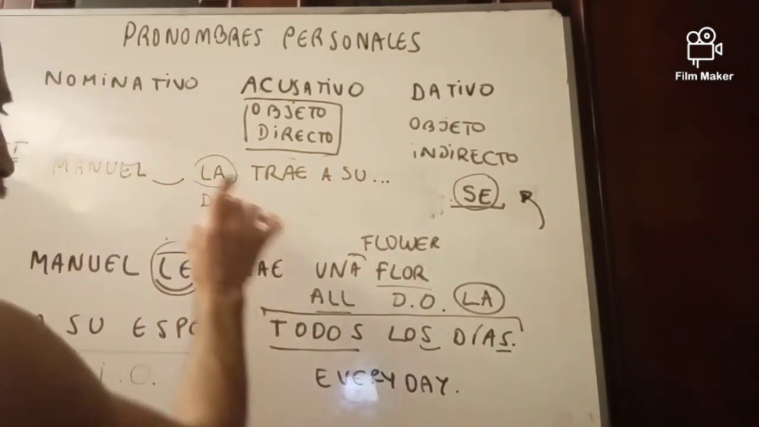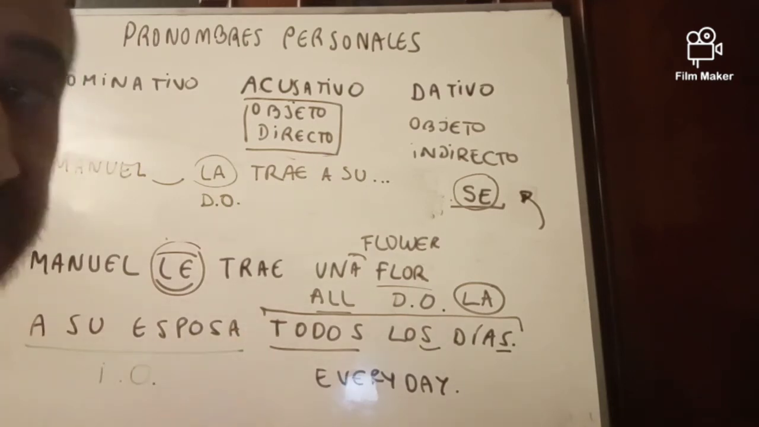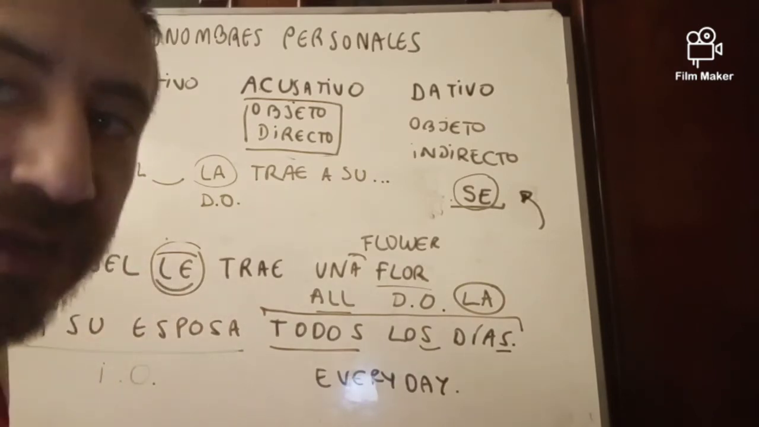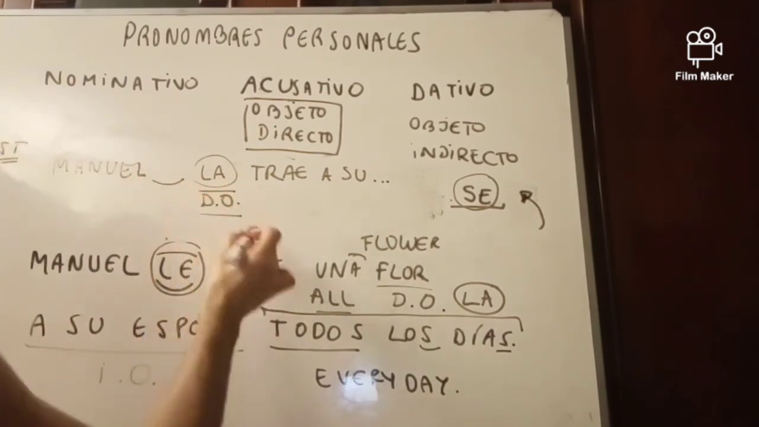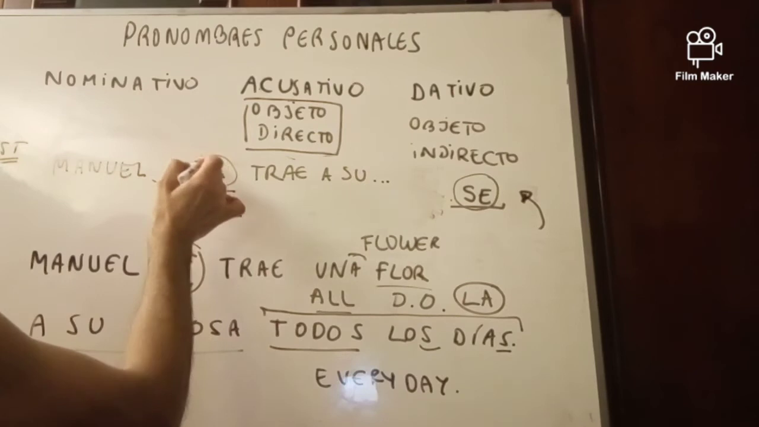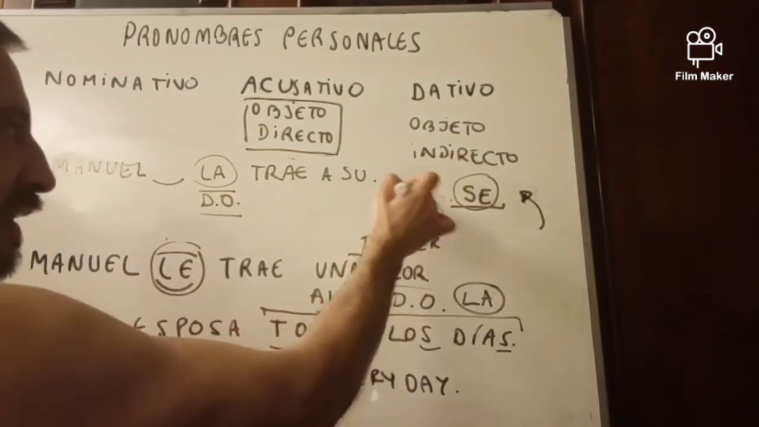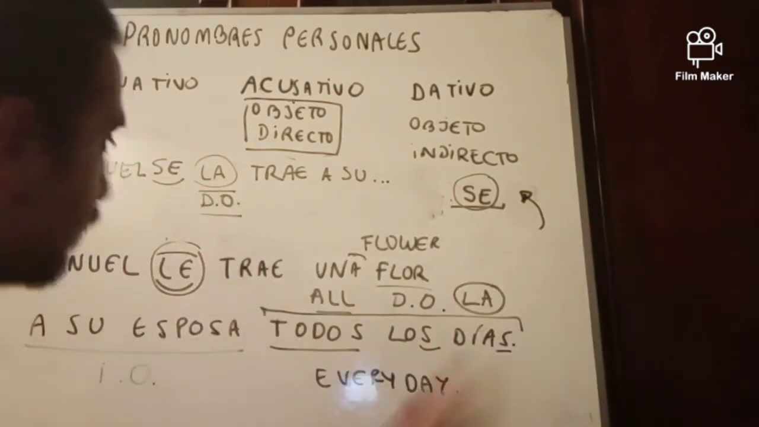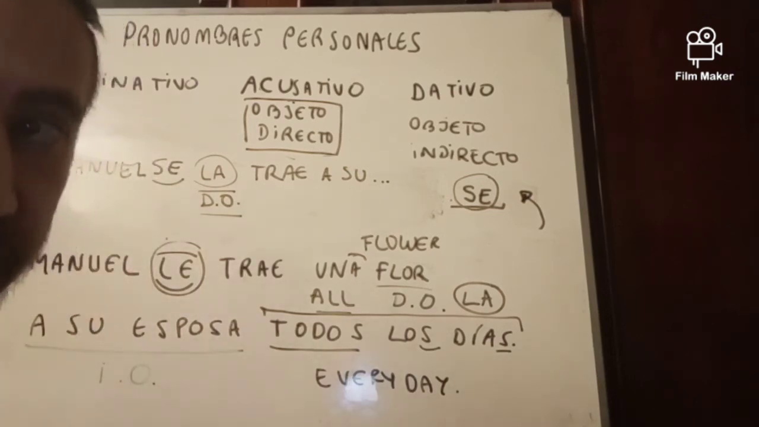What happens here? We don't say, unluckily, I don't know why, Manuel le la trae. We must say, if we do this change, if we want to put the object pronoun, we have to change the way in which we say the indirect object and say se la trae a ella, to her. So se and le mean the same. I mean, semantically they are the same.